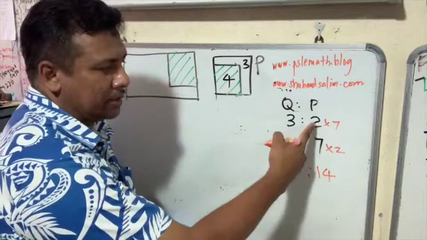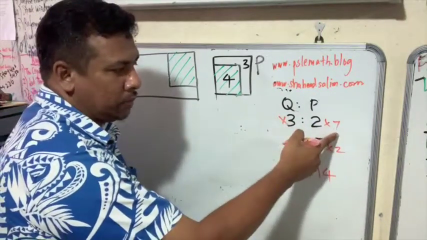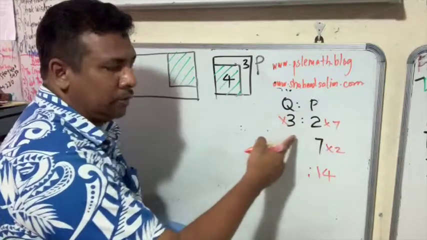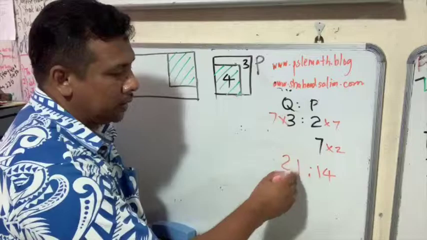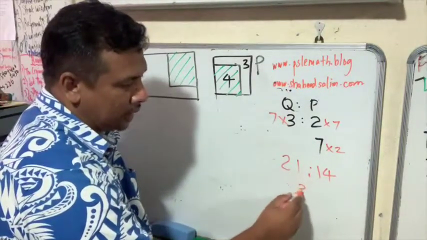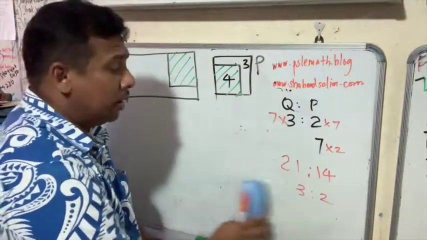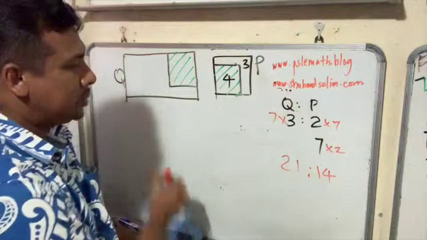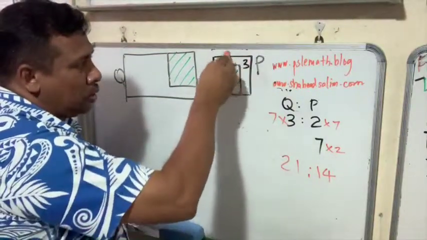Now P is standardized. It's 14, it's 14. If you times the right by 7, you have to times the left by 7. You got to be fair. So this is 21. If you were to divide this by 7, you will get 3 is to 2. It's the same thing. It's an equivalent ratio.